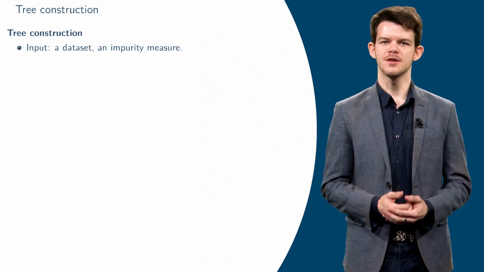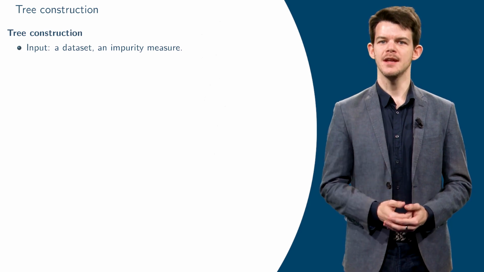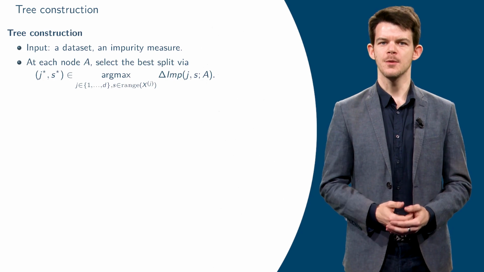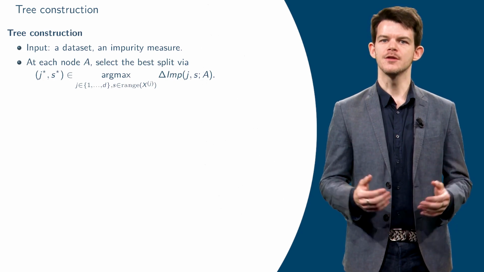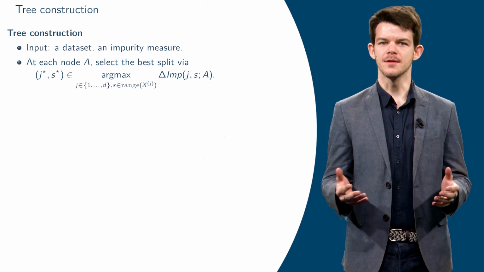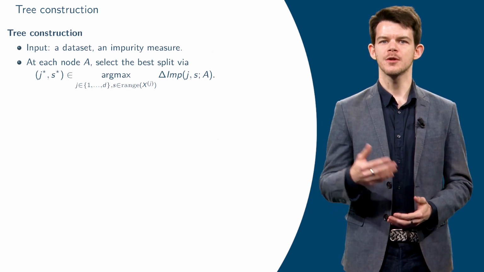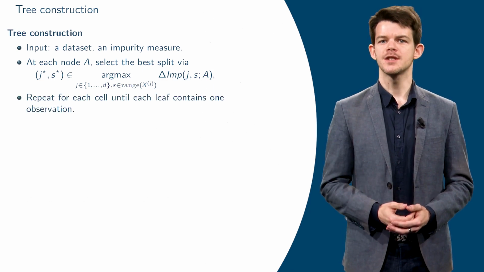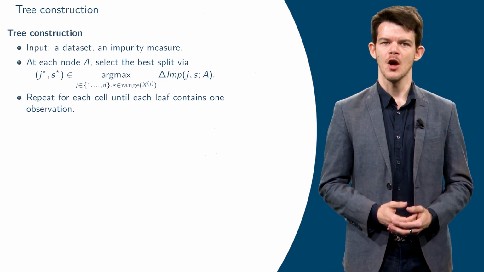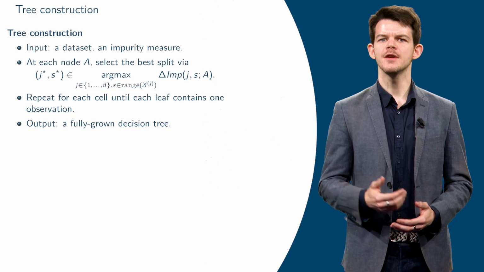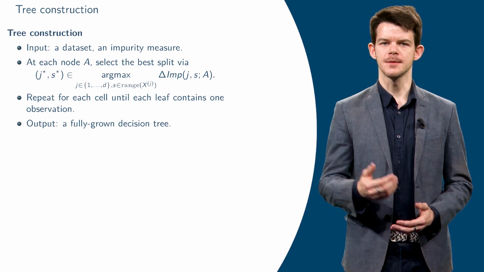The algorithm of a decision tree takes as input a dataset and an impurity criterion. In each cell of the tree, the best cut is chosen. It is the one that maximizes the impurity reduction among all the cut directions J and according to all the cut positions S. This procedure is repeated for each cell until each leaf contains a single observation. A fully developed decision tree, i.e. containing only one observation per leaf, is thus created.